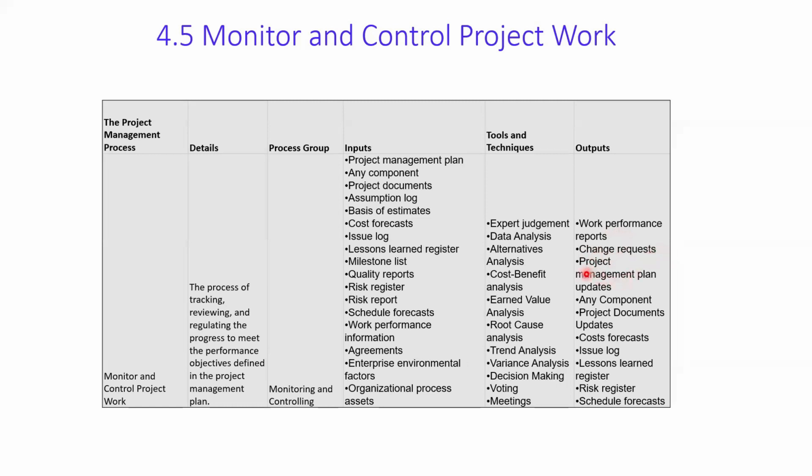Outputs: updates to the project management plan. If some change requests are impacting the project management plan or baseline, you'll update the project management plan or any component of the project documents. And then the cost forecast will be updated. Issue logs: if there are some issues to be addressed, some defects, specifications not being met, you'll update the issue log, and the lessons learned register will be updated based on how you're learning from this project. The risk register will be updated if you foresee more risk. And the schedule forecast is also updated. So these are the outputs of monitor and control project work.